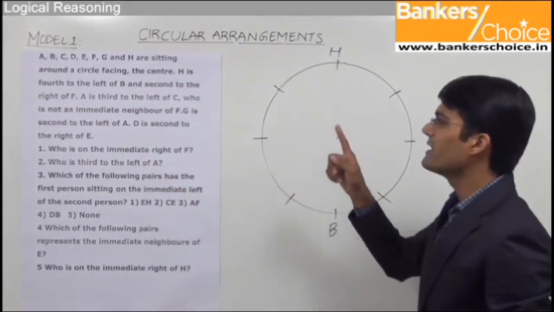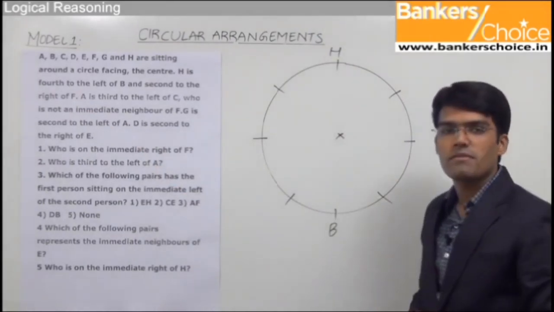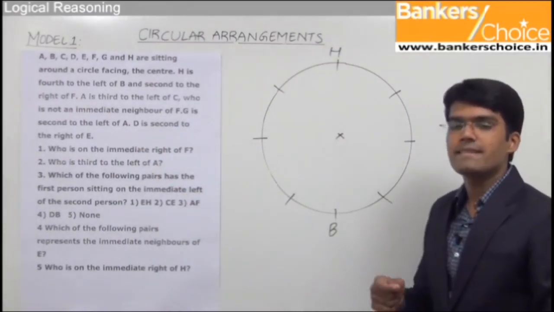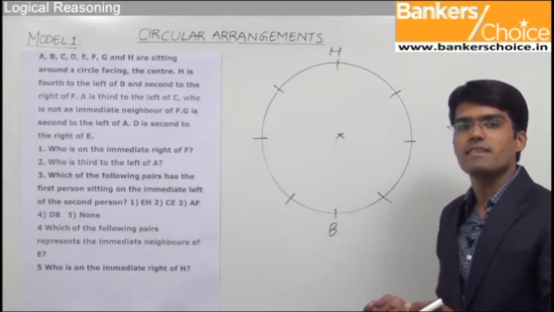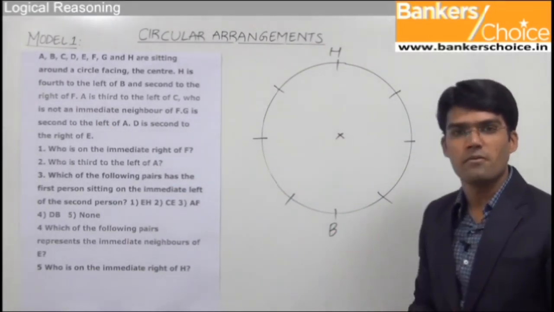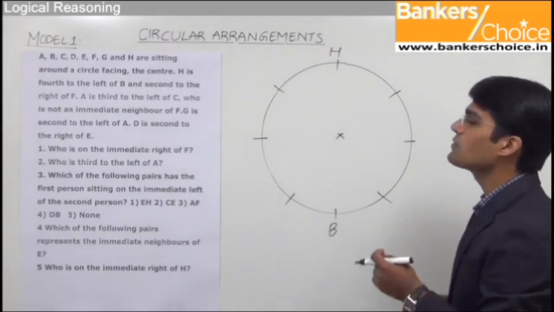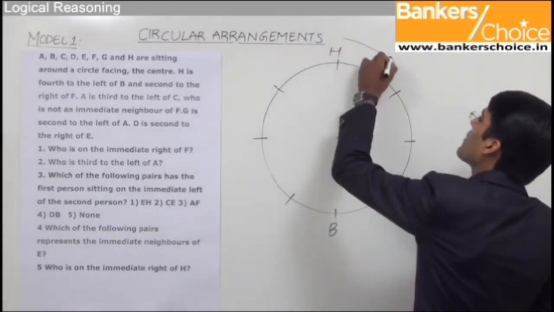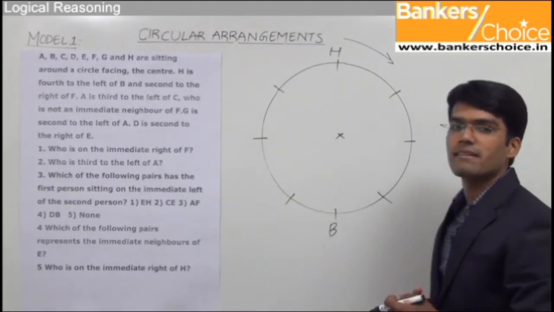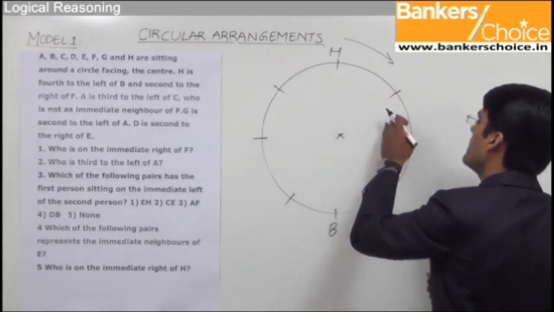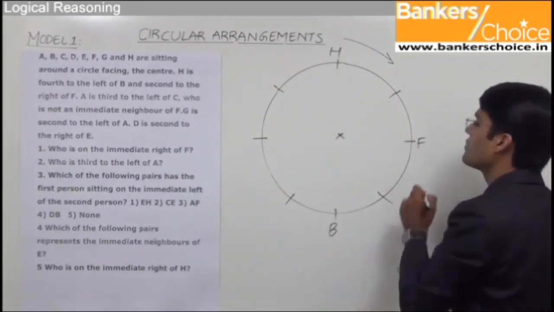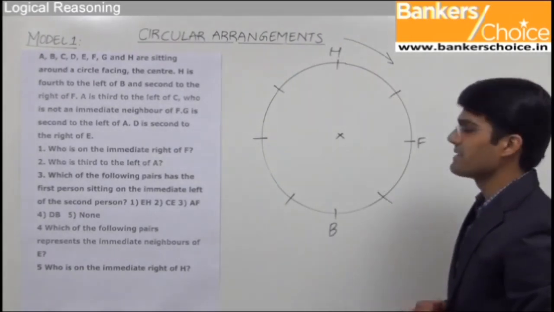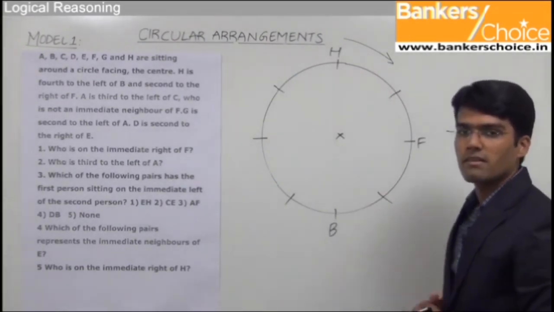So let us now use that statement to mark the position of F. H is 2nd to the right of F. When H is 2nd to the right of F, it is obvious that F is 2nd to the left of H. So we now know that F should be 2nd to the left of H, and left of H should be in the clockwise direction as they are facing center. So 2nd to the left of H, 1 and 2. This place should be occupied by F. So now we have marked 3 persons H, B and F on the circular table.